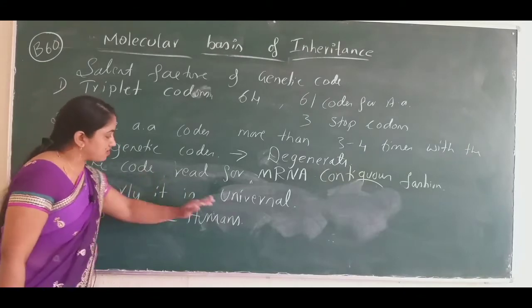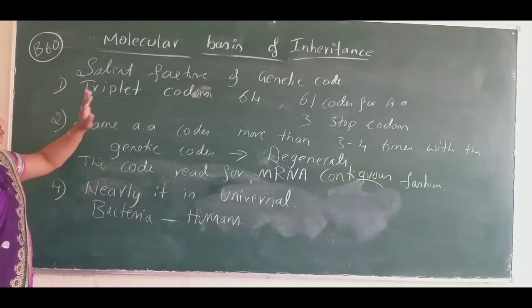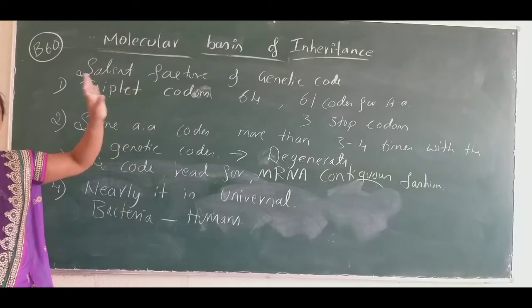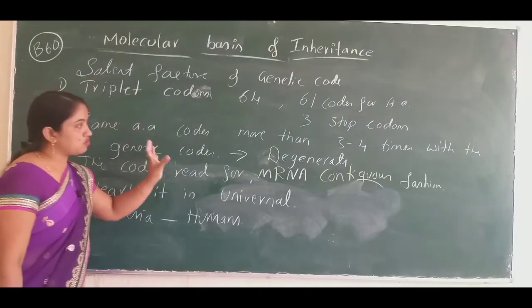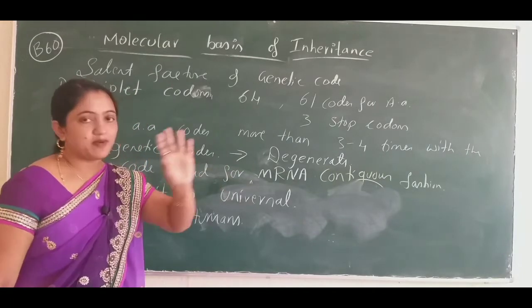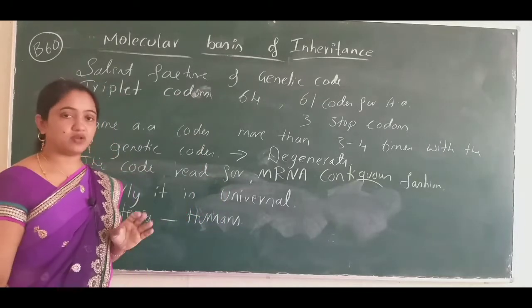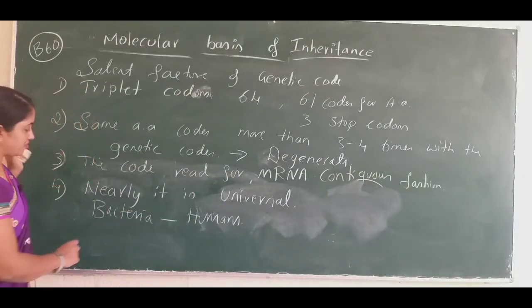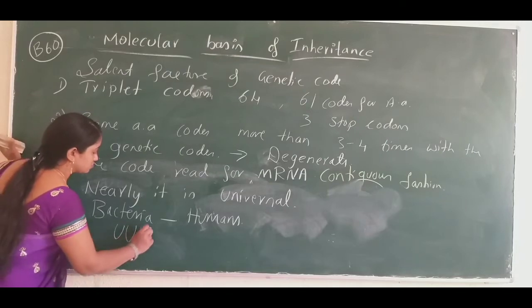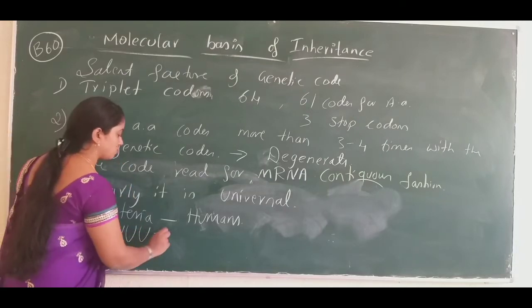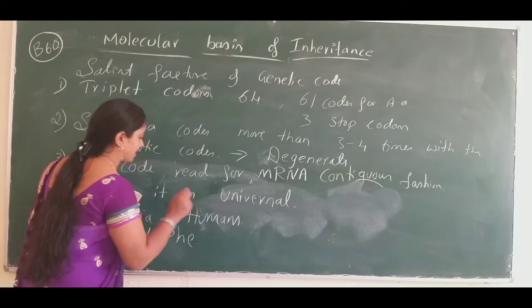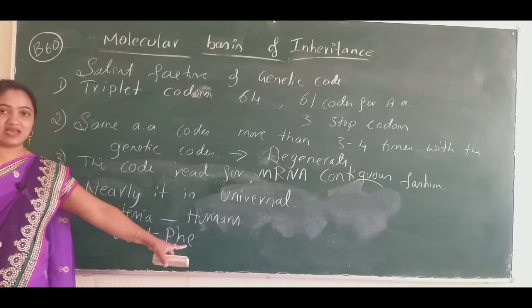In every organism, the genetic codes code for the amino acid. The same genetic codes code for the same amino acid. For example, UUU always codes for the amino acid phenylalanine.